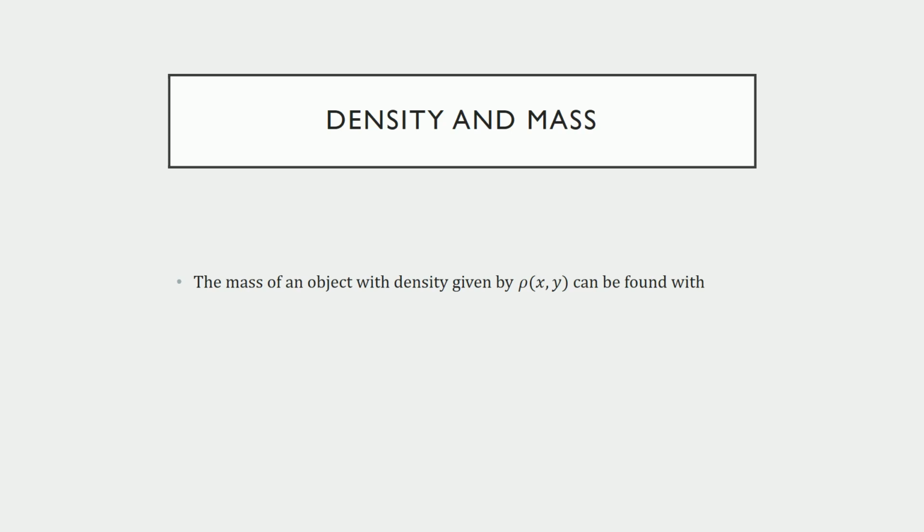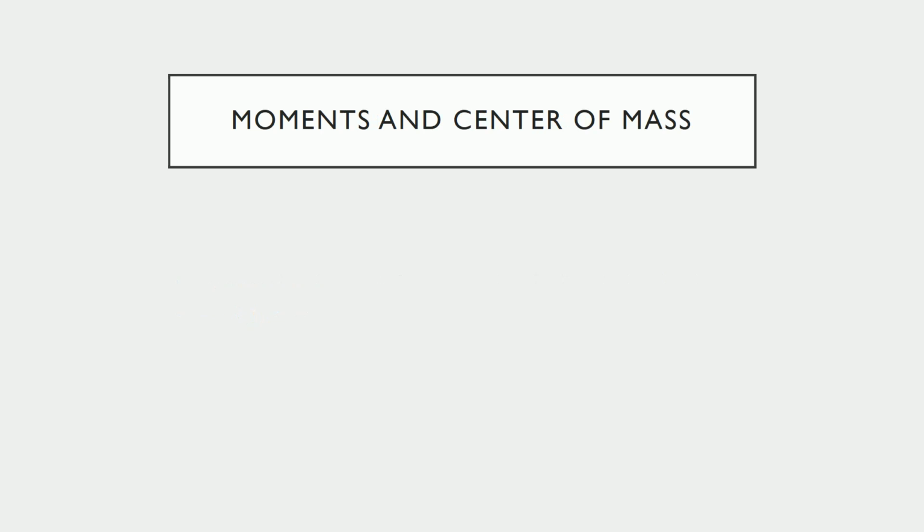So depending on how you have it set up, if you have your density function and you know the area you're integrating it over, you can find the mass just by doing the double integral over the area. And that's a fairly useful thing to know.